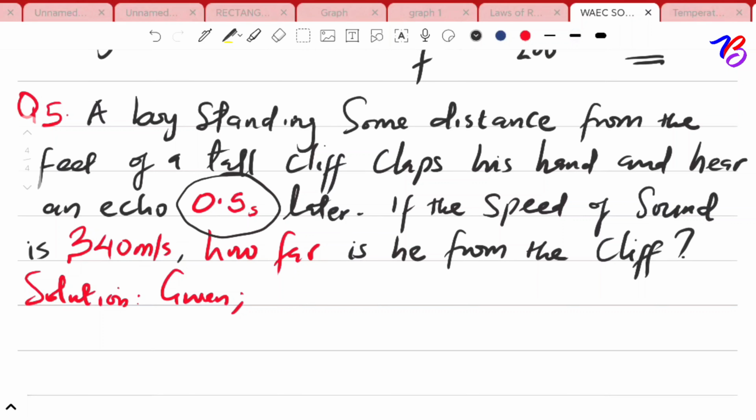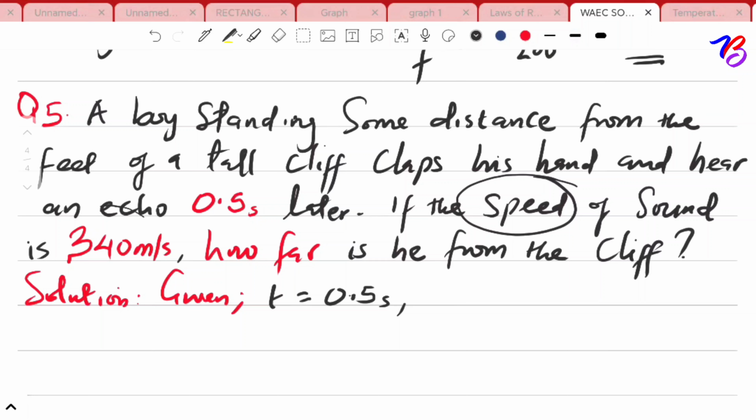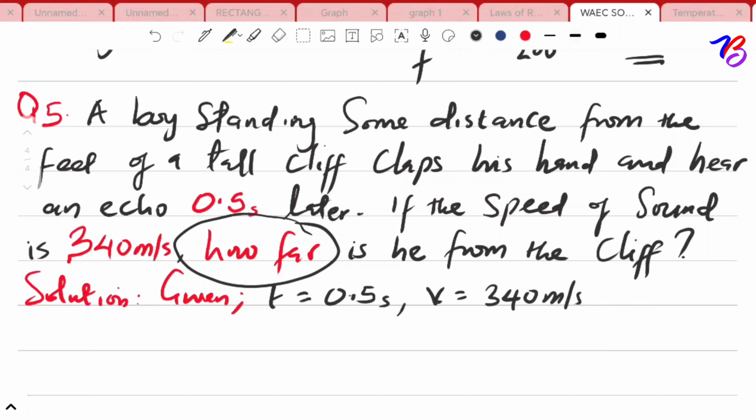Let's begin with time, which is t equal to 0.5 seconds. Then our speed is also given to be 340 meters per second, so we write v is equal to 340 meters per second. And how far, which denotes distance, is unknown. Since we are dealing with sound, we are using d for distance, not s. Now, recall that this boy hears an echo.